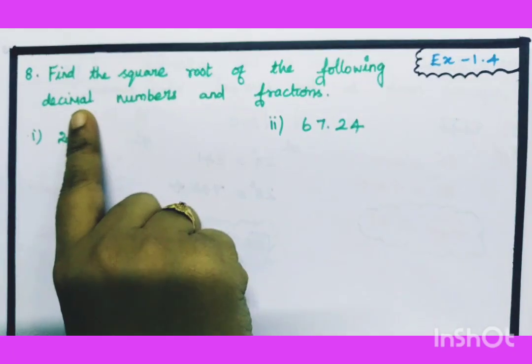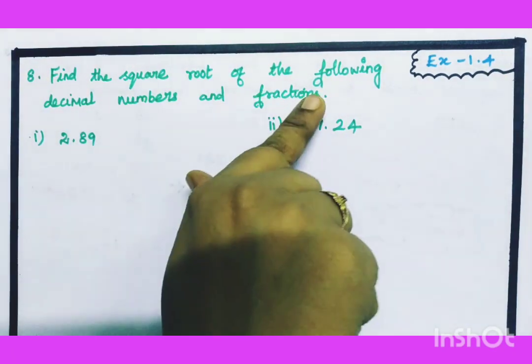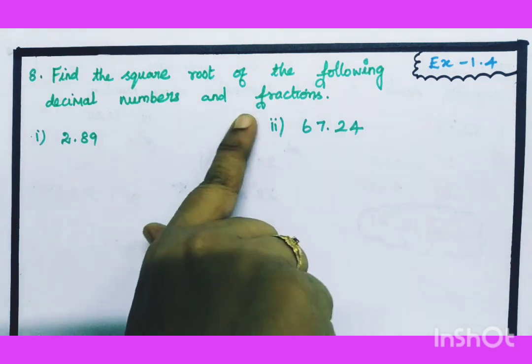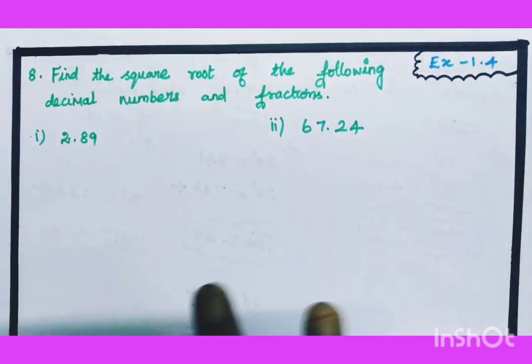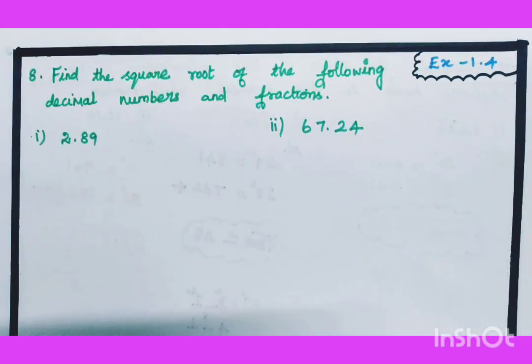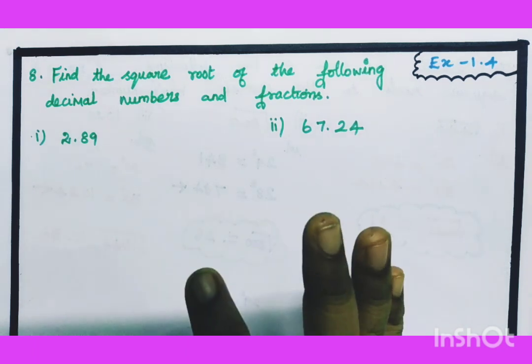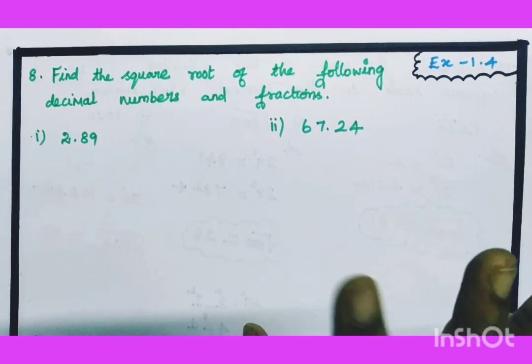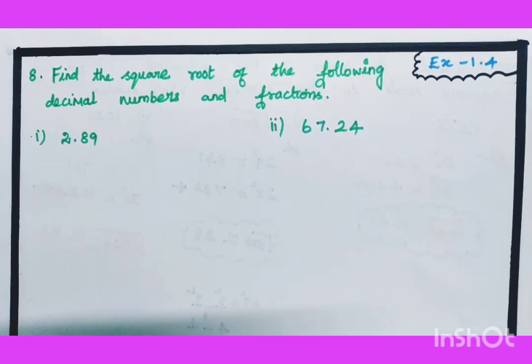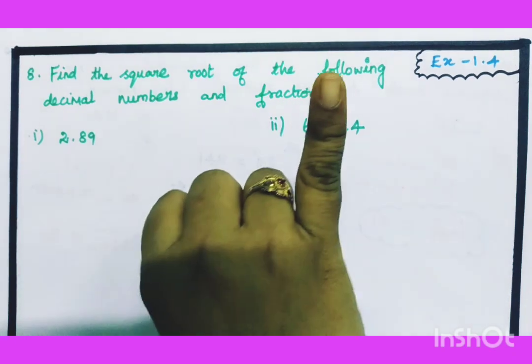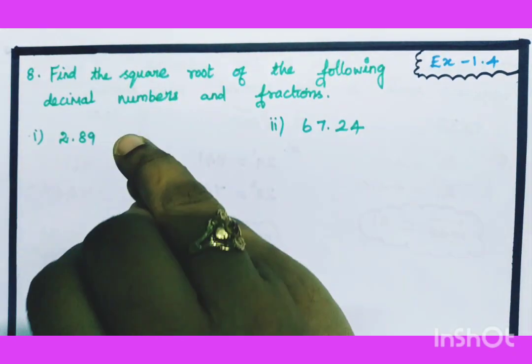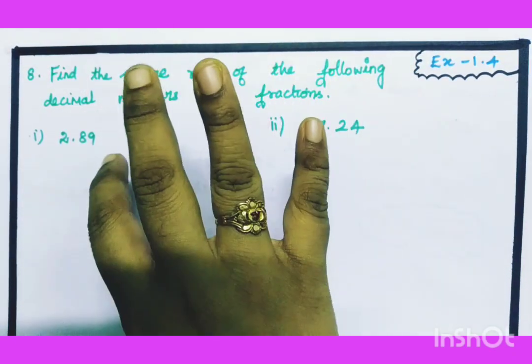Now the 8th question. Find the square root of the following decimal numbers and fractions. Here we have 5 questions. First 3 are decimal numbers. Next 2 are fractions. We want to find out the square root, first with the numbers we found, and next with the approximate square root we did.